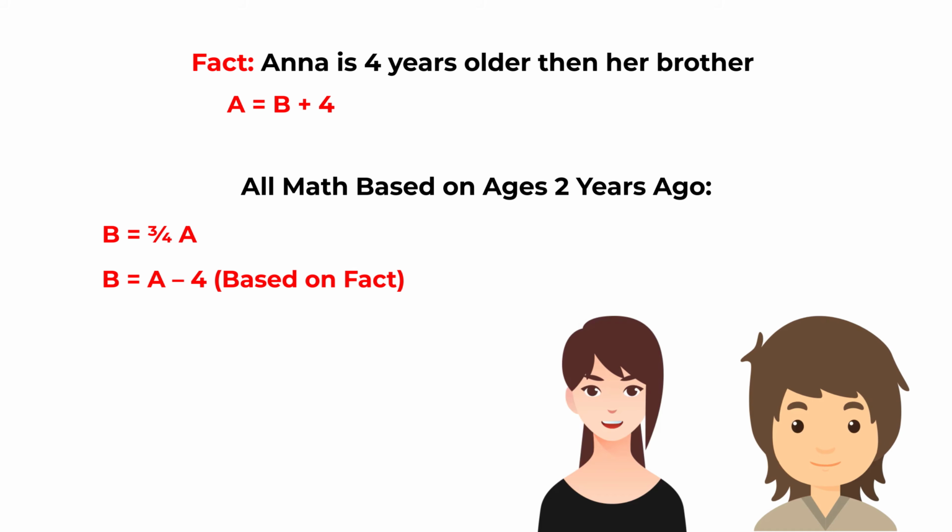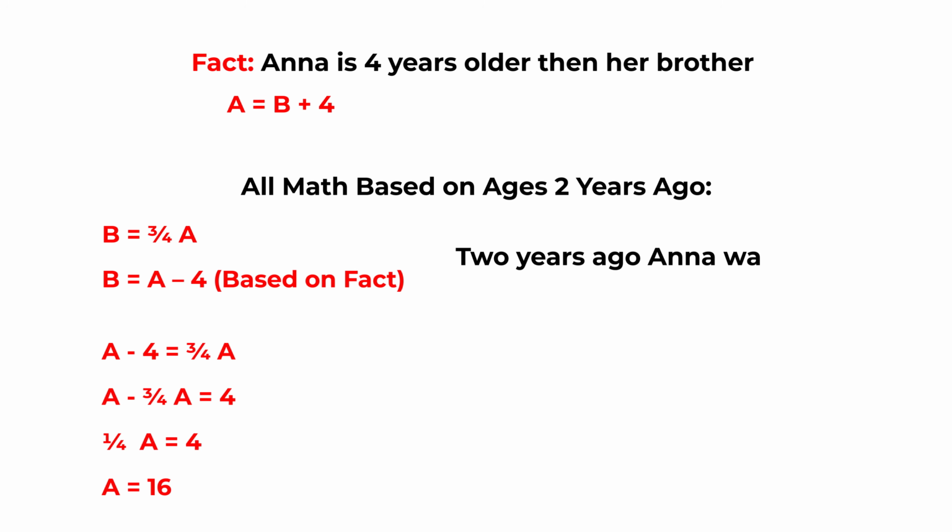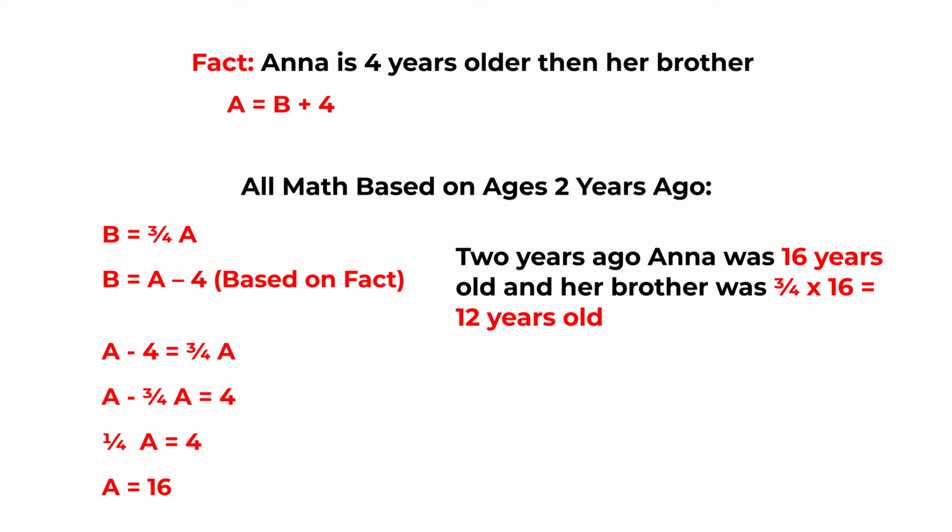And now we can create an equation based on Anna's age at the moment of time 2 years ago. Anna's age minus 4 equals 3/4 of Anna's age, which means that Anna's age minus 3/4 of Anna's age equals 4, 1/4 of Anna's age equals 4, and Anna's age equals 16. So 2 years ago, Anna was 16 years old, and her brother was 3/4 of 16, 12 years old.